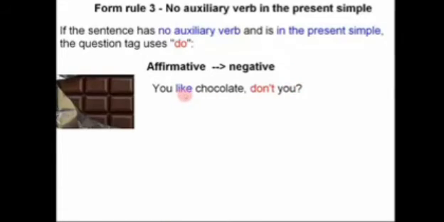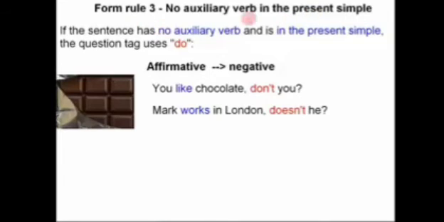Like is in the present simple. The question tag is negative, but it doesn't take the form of the verb anymore. It becomes don't you, don't. So, when there is no auxiliary verb and the main verb is in the present simple, remember to introduce the verb do. Mark works in London, doesn't he?